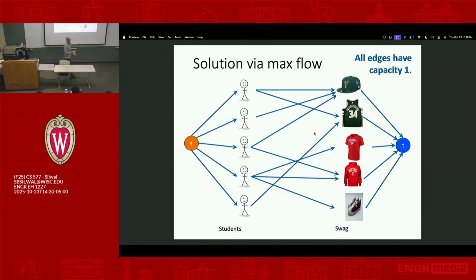Now we still need capacities on the edges. Any idea how to set those values? Intuitively, we know that one student can only be matched with one item. You can't have a student get two things. That's not going to be okay. So we want to maximize the number of students that are happy.